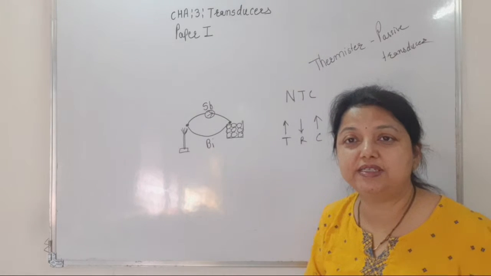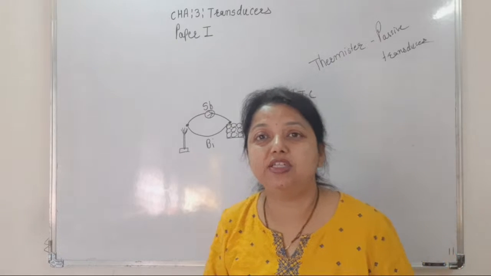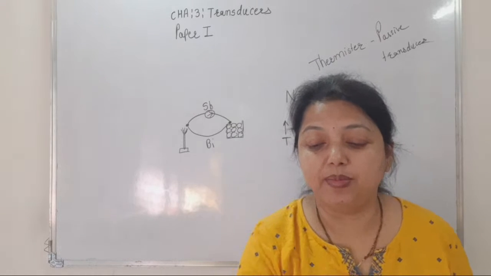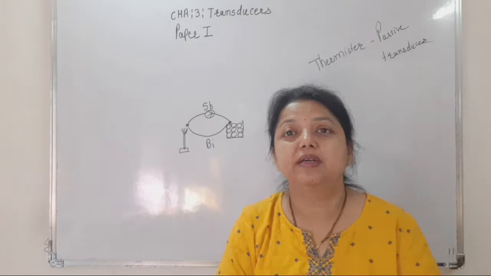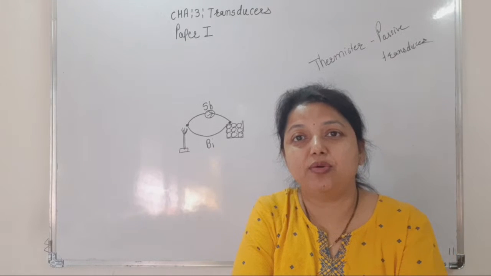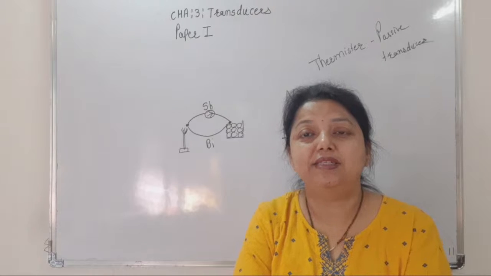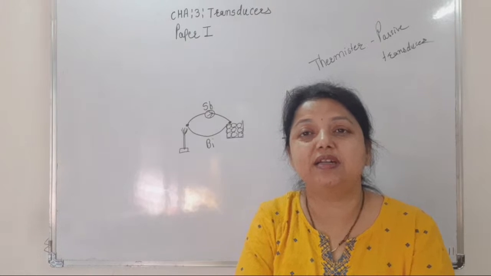And which materials are generally used? That is oxides of cobalt, copper, carbon, nickel. Oxides of these metals are used as NTC material to construct the thermistor.